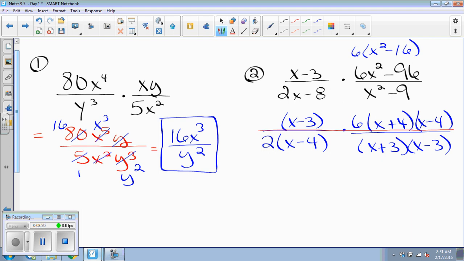I always start with the top, and I always start with the top left, like you read from left to right. And I say, do I have another x minus 3? Yes. Those cancel. Can I reduce this 6? Yes, I can with this 2. Okay? So if I divide them both by 2, that becomes a 3. Do I have another x plus 4 on the bottom? No. Do I have an x minus 4? Yes. So what is left on top is 3 times x minus 4 over x plus 3.